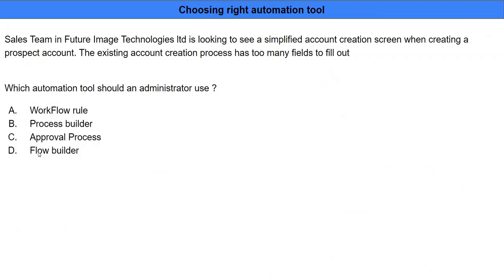Also, when this video is recorded, both workflow and process builder are on the sunset path. Salesforce has decided to sunset workflow and process builder. So going forward, you cannot create a new workflow rule or a new process builder. There is a migration tool available using which you can migrate your existing workflows and process builders into a flow. So flow is the future, and one of the most robust automation tools available in Salesforce. We'll leverage flow for any such automations.